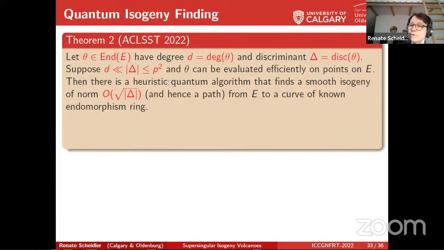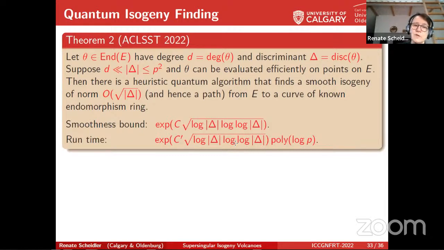And of course, if you have an isogeny, once you factor it, you have a path. The smoothness bound is sub-exponential, this time in the discriminant, not the degree, so slightly bigger. And the runtime is also sub-exponential in the discriminant. So this is the sub-exponential algorithm. There are some constants here. We didn't bother working those out.